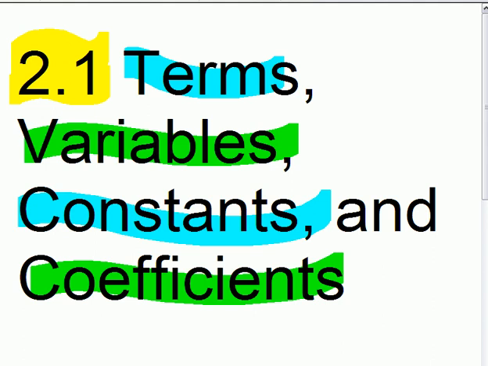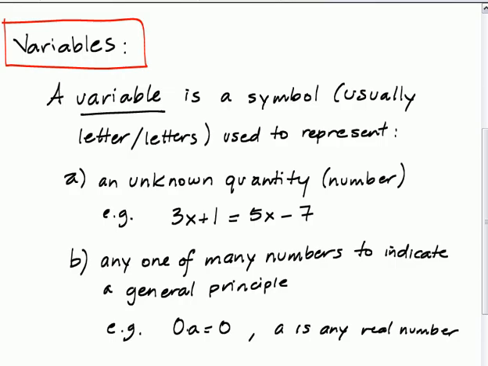In 2.1, we'll be taking a look at terms, variables, constants, and coefficients, and it'll be a pretty quick section. We will just take a look at those, define them, or just look at examples to see what they're talking about. So let's start with variables. I have a feeling you already know what they are.